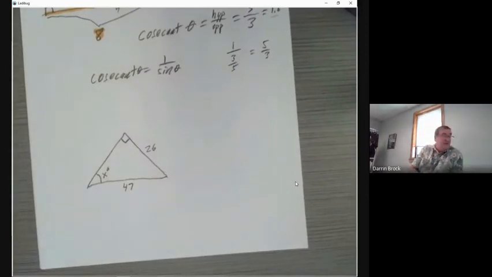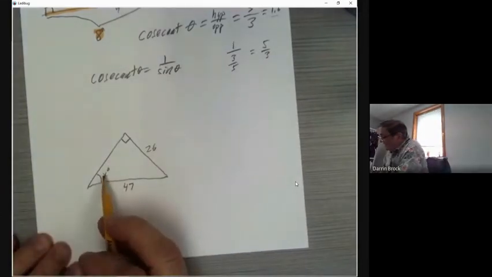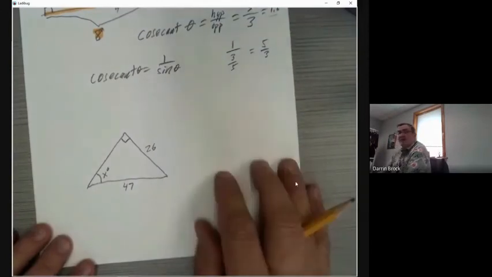And it asks, what is x? So on this one, we want to know how many degrees. We're not finding the side on this one. We're finding how many degrees that angle is. And it's given us two sides. And we're like, well, I don't know how to find that. Well, you think of our functions.